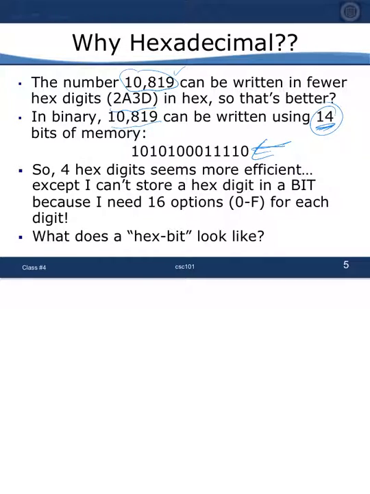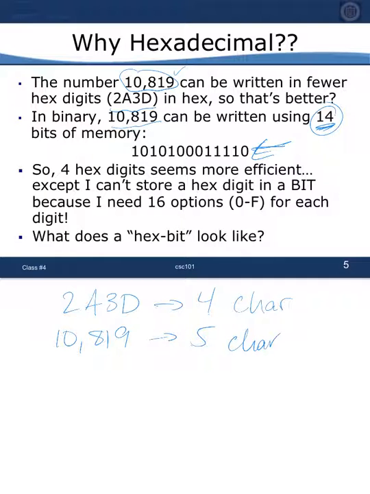So far, at least in terms of numbers of symbols or characters, we've got this number in base 10, 10,819, right? That's 5 characters. In hex, it's just 4 characters. And in binary, it's that whole thing. I guess I'll write it down: 101010111110, which is 14 characters.